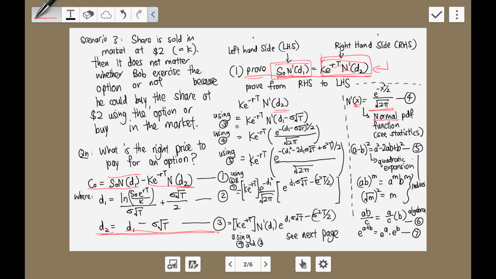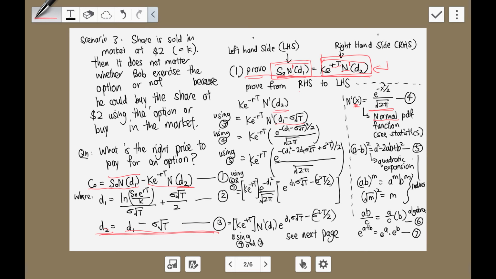So in this case, because my x has been changed to d1 minus sigma root T, the x here has to be changed to d1 minus sigma root T, and we square it, and everything else would be the same. Root 2 pi we have here, e we have here, 2 we have here, minus we have here. So it's exactly the same except that the x has been replaced by d1 minus sigma root T, and we have this Ke^(-rT), where I'm not changing anything.